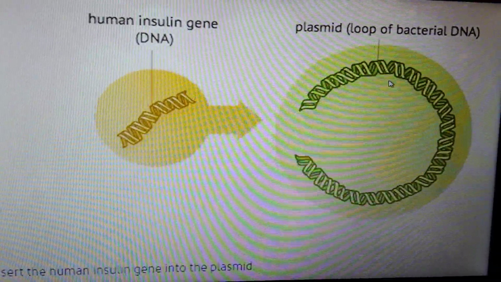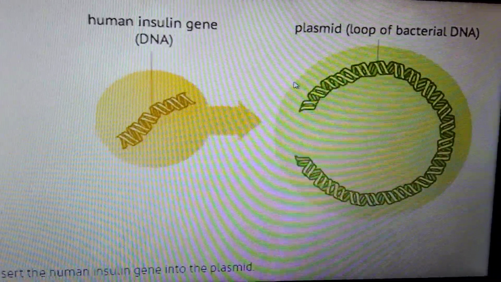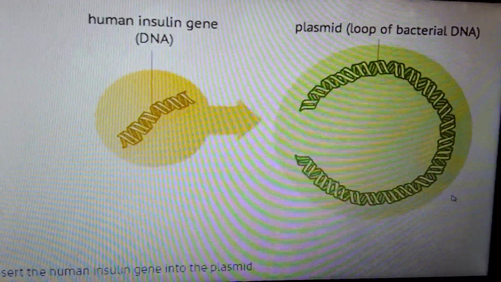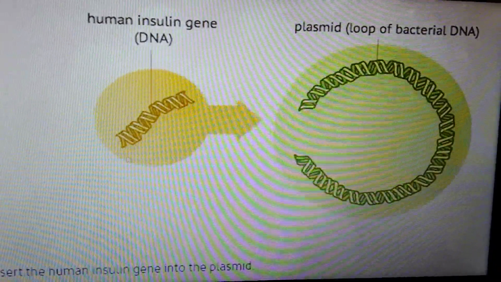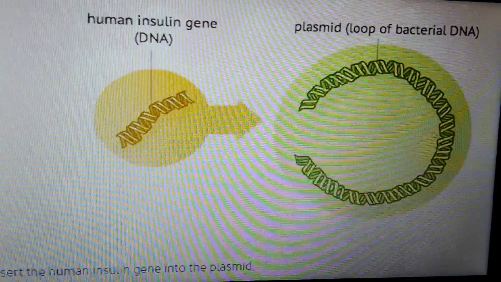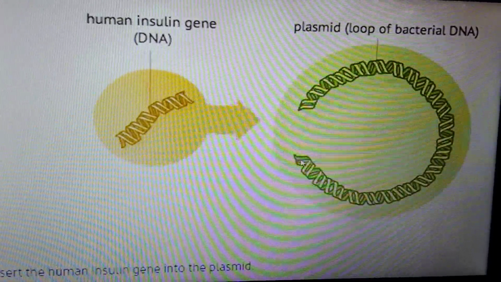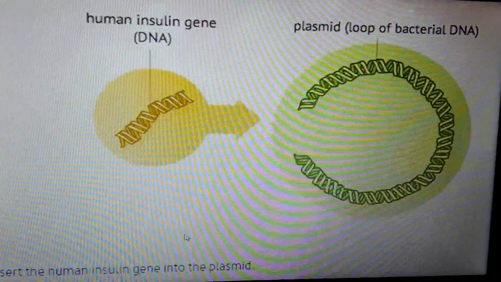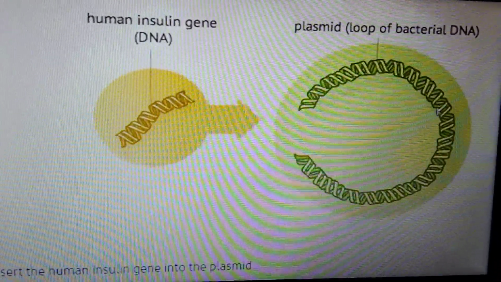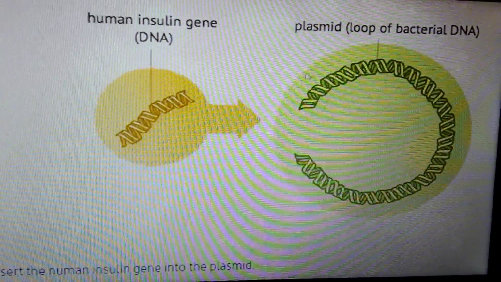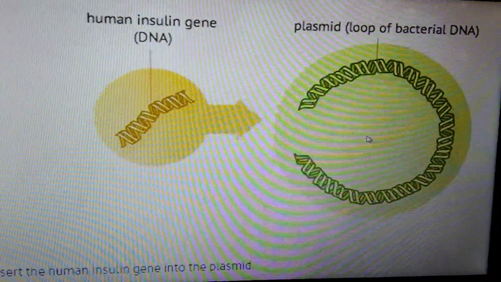In this diagram, we can see that the human insulin gene is inserted into the plasmid. Here we have the human insulin gene, where DNA is present, and it has been inserted into the plasmid. As you can see in this diagram, this is the plasmid where the human insulin gene is being inserted.